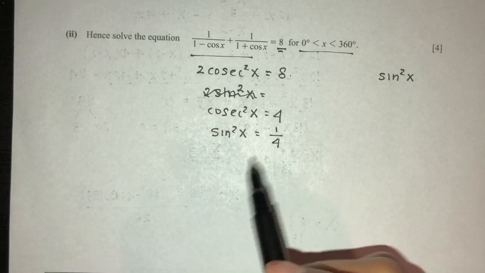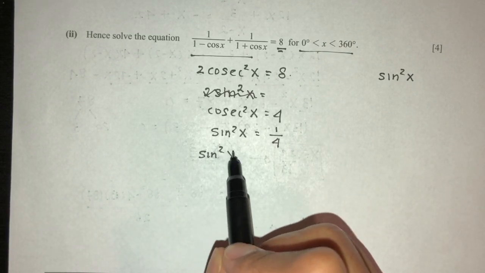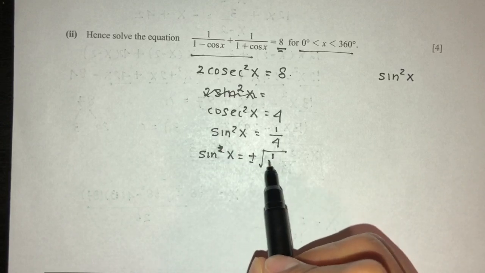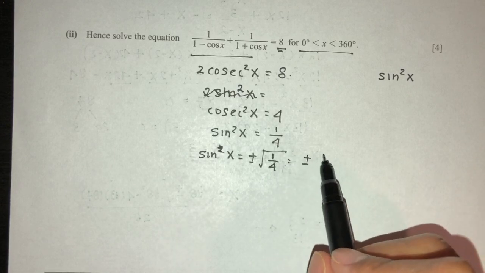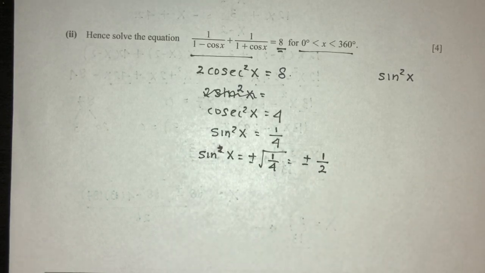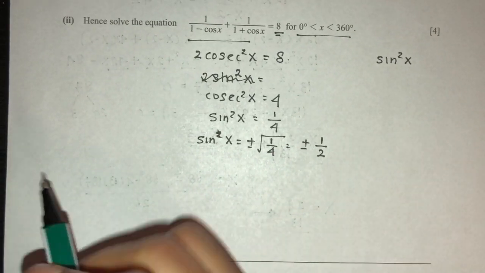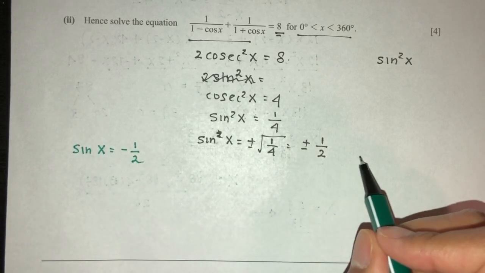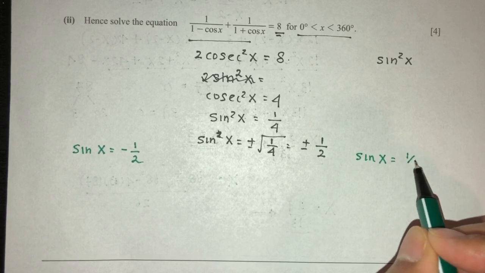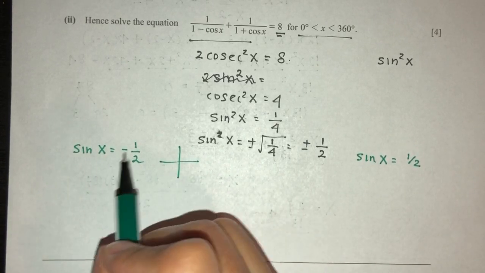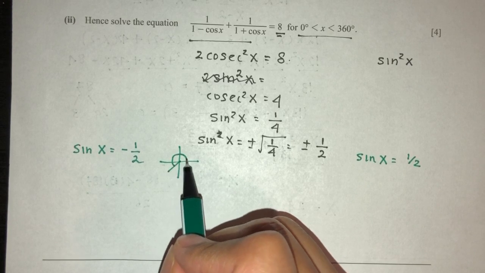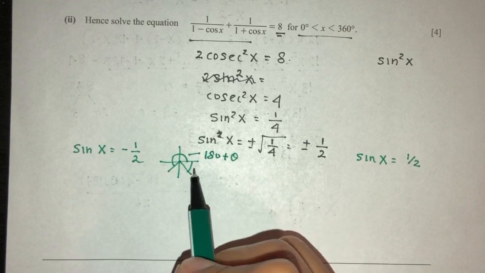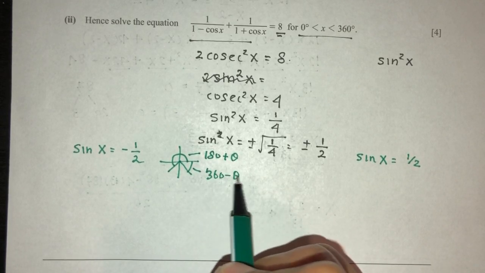Okay? Now from this, sine x is equal to plus minus the square root of 1 over 4, which is plus minus 1 over 2. So you have two values. First, on the left hand side, let's write the negative value. Sine x is equal to minus half, and sine x is equal to half. For the negative value, it will be in your third quadrant and your fourth quadrant. Third will be 180 plus theta, and this is 360 minus theta.